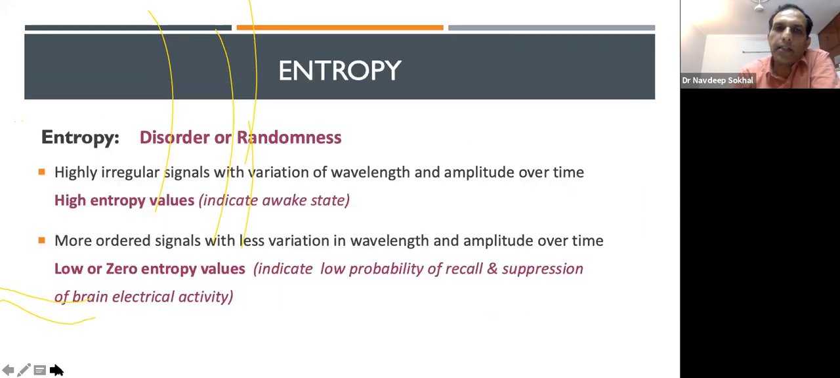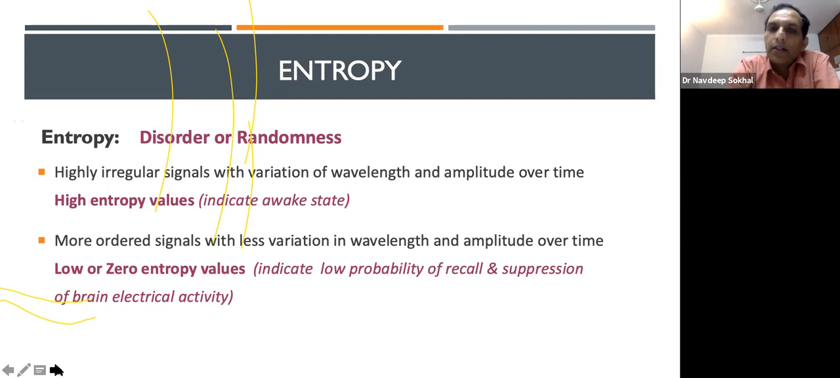Coming to the next monitor, that is entropy. Entropy is disorder or randomness. The term entropy means randomness. So what this monitor does is pick up the randomness in the signal. Randomness means the high frequency, irregular signals are random signals, and the low frequency, high amplitude, more organized signals are less random signals. So highly irregular signals have variation of wavelength and amplitude over time.